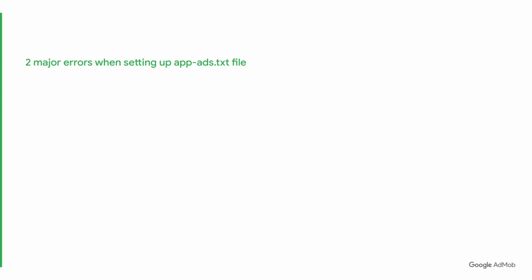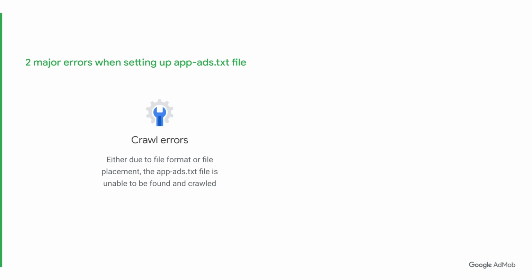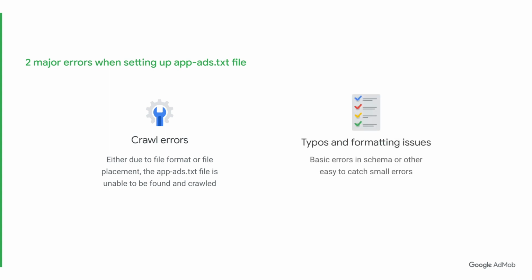There are two major errors that developers will encounter while setting up the apex.txt file. Firstly, crawl errors occur either due to the file format or file placement where the apex.txt file cannot be found and crawled. Secondly, typos and formatting issues. These are basic errors in schema or other easy-to-catch small errors.